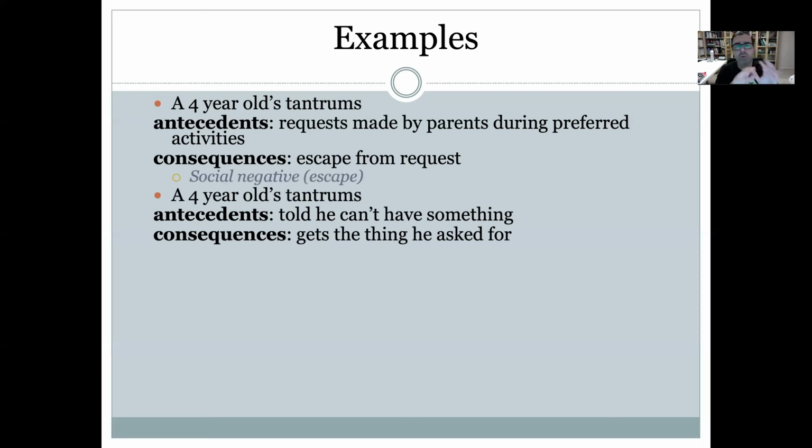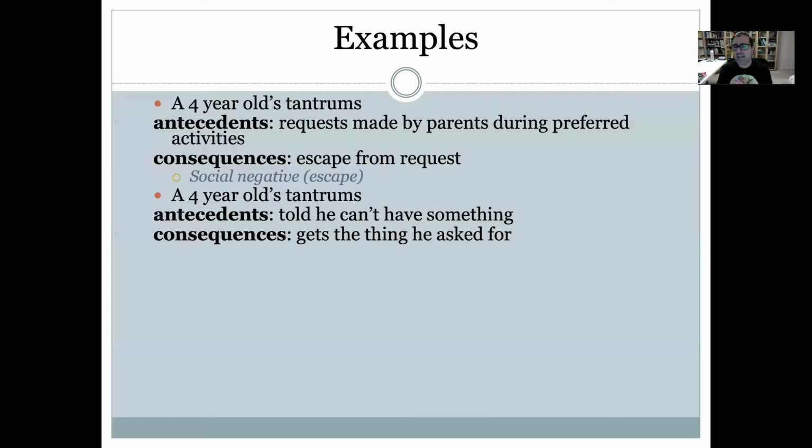Now, a four-year-old, same kid or different kid, engaging in the same behavior, tantrum, but now the behavior occurs when the child is told she cannot have something she wants. And then when the kid tantrums, she gets what she asked for. Now, the question here is: is this positive or negative reinforcement? Let's think about it. Does the kid get something or is something removed? Well, she doesn't have something, engages in a tantrum, now has something. That would be positive reinforcement.